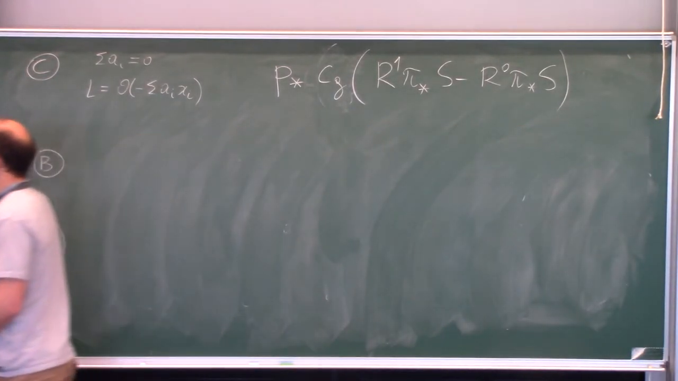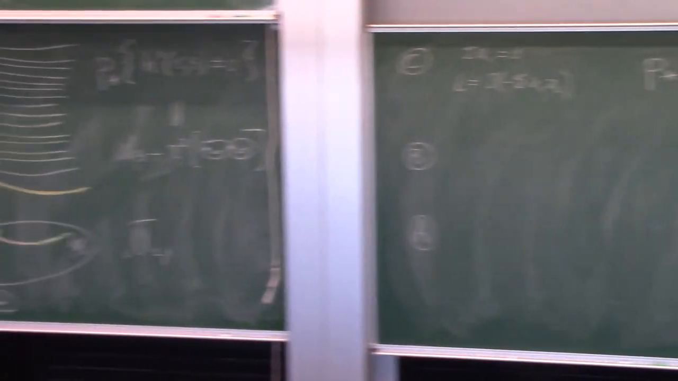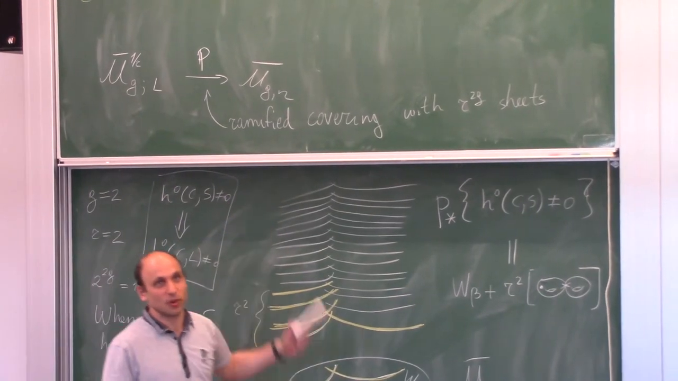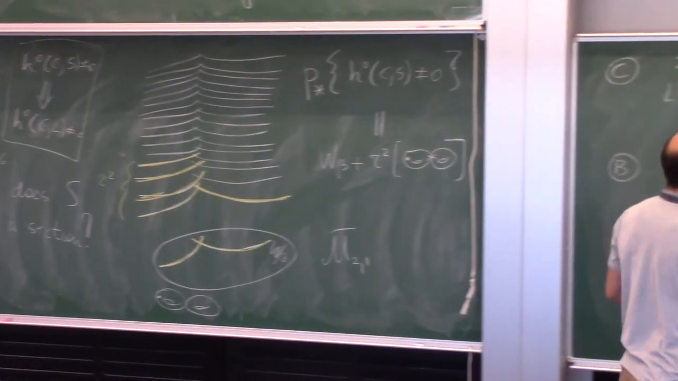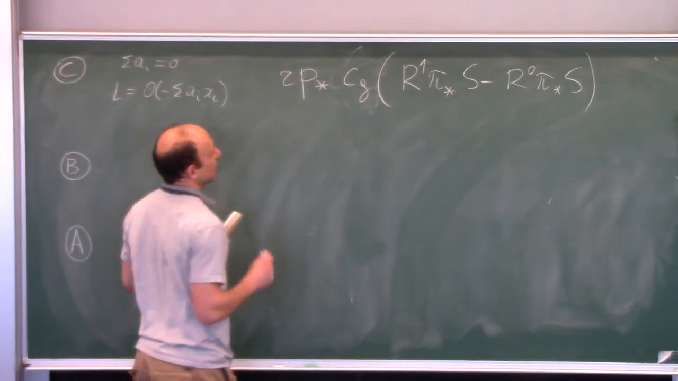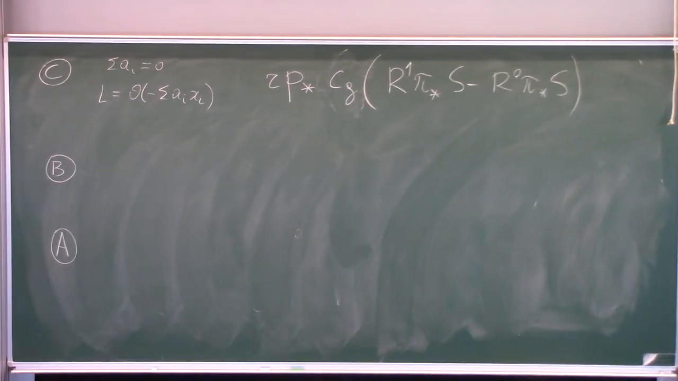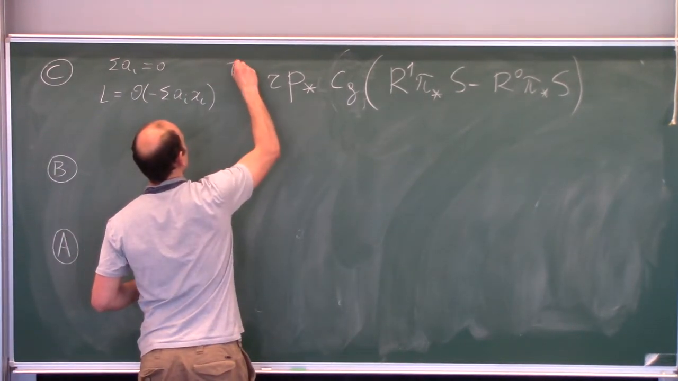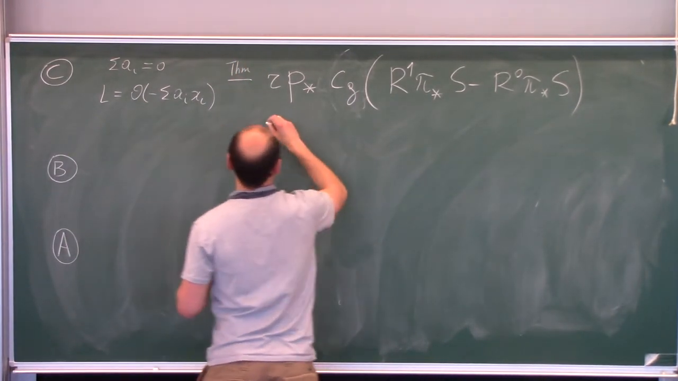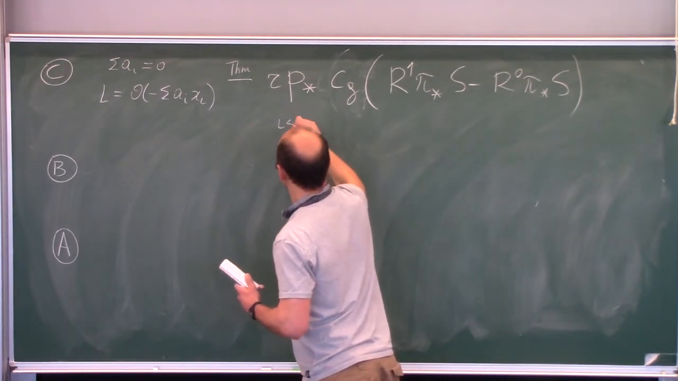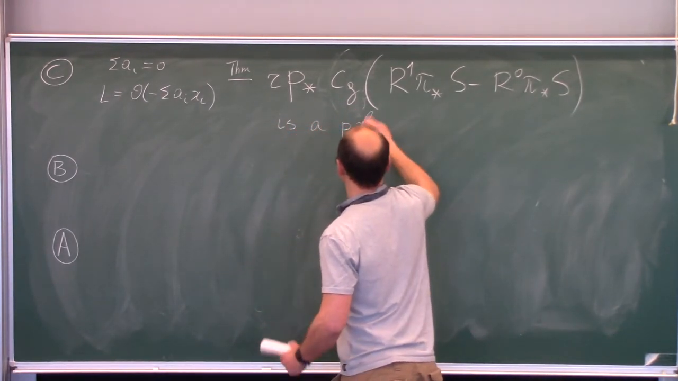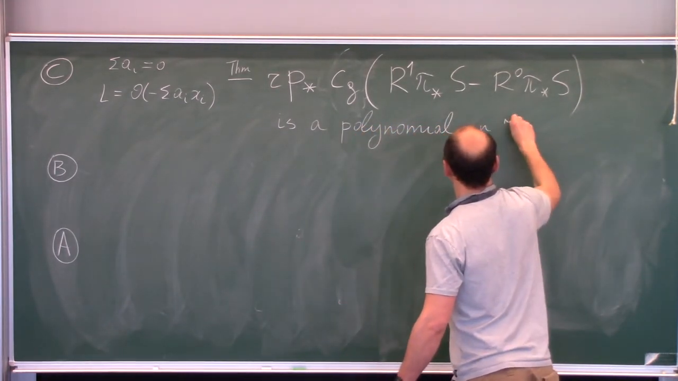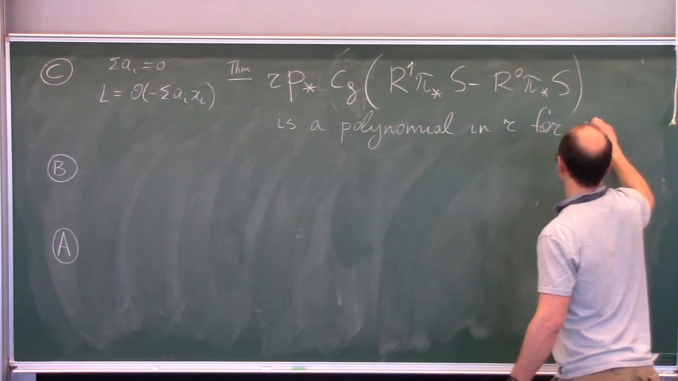I find some locus in this space of r-th roots where S has sections, and then I project it to M_{g,n} bar. And so for technical reasons, I have to multiply it by r. You can forget about it for now. So the first theorem is that this thing is a polynomial in r for r big enough.